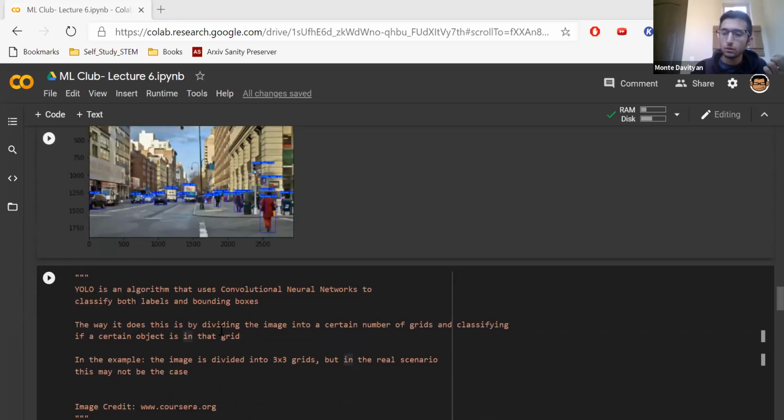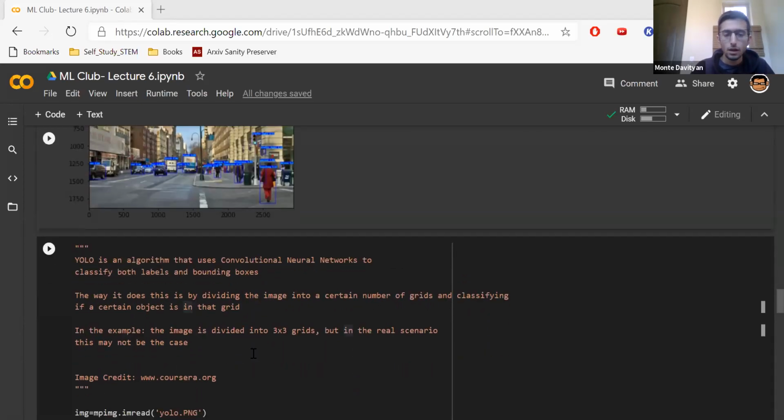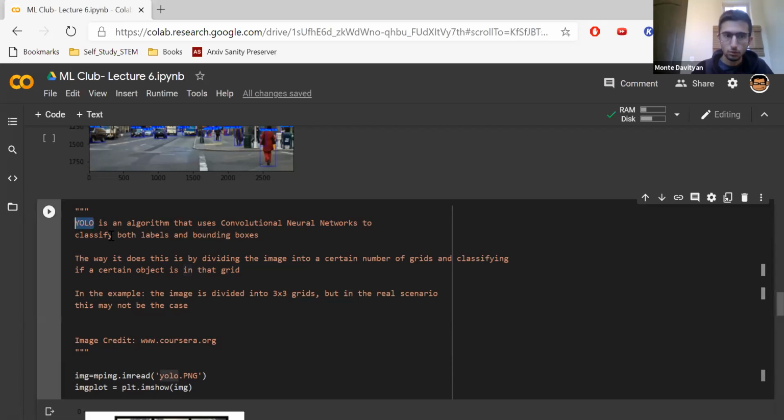Luckily, we don't need to. Let's say we have this task: we want to predict bounding boxes. And well, people have already done this. The most commonly used algorithm is called YOLO, or You Only Look Once. This algorithm uses convolutional neural networks to classify both the labels, what is it, and the bounding boxes, where is it.